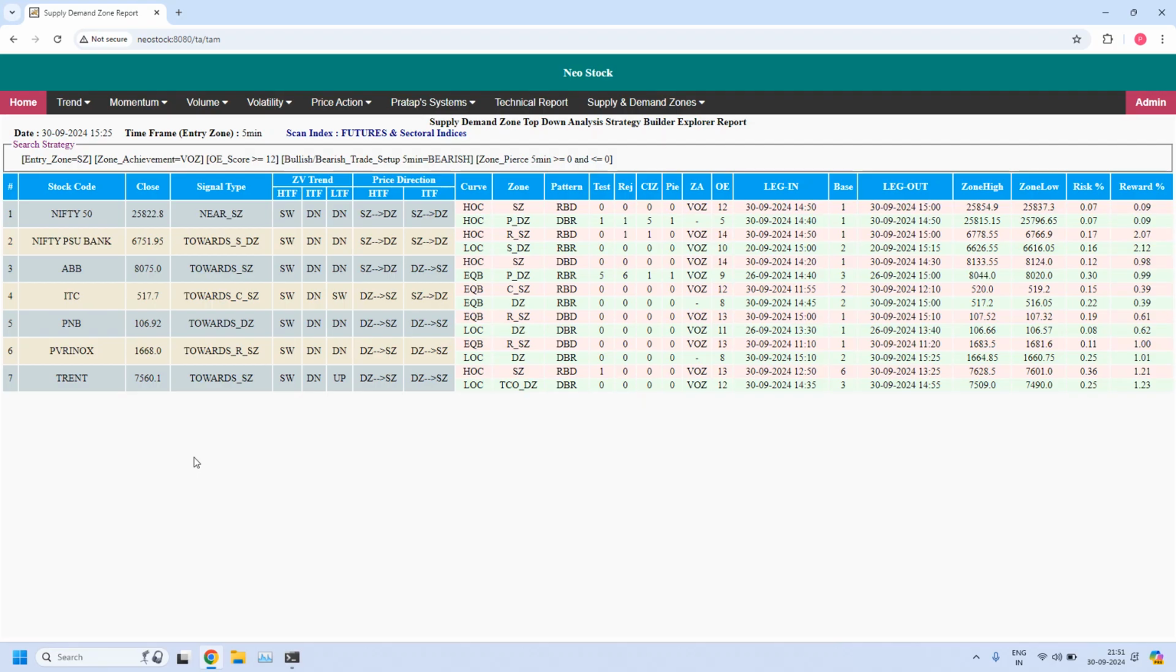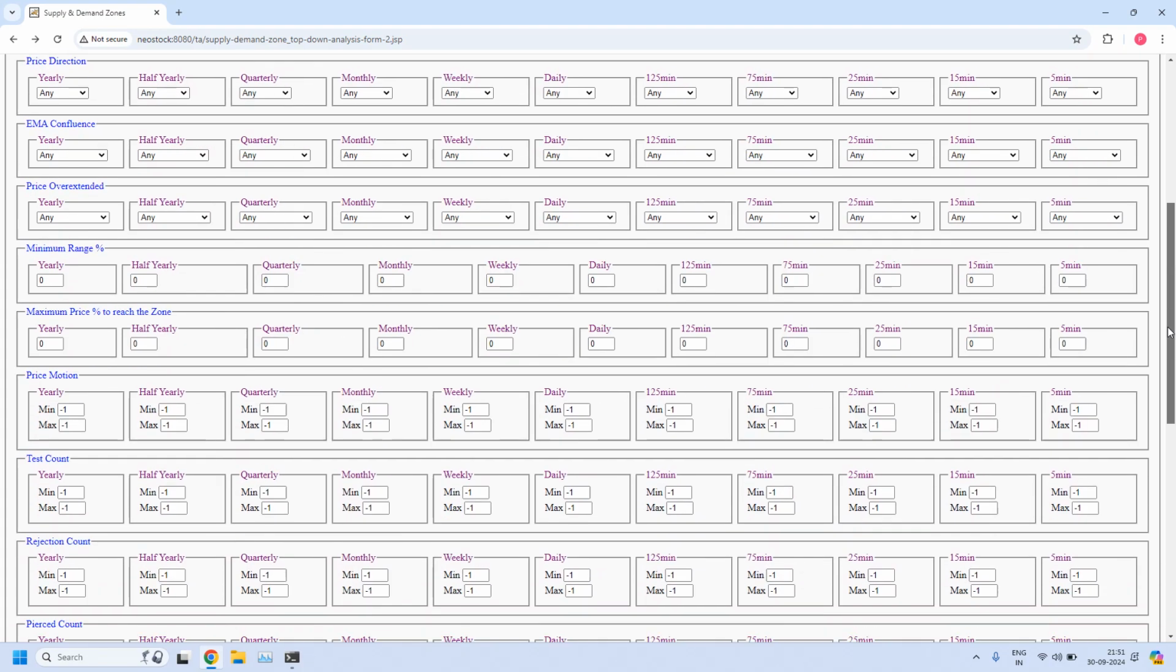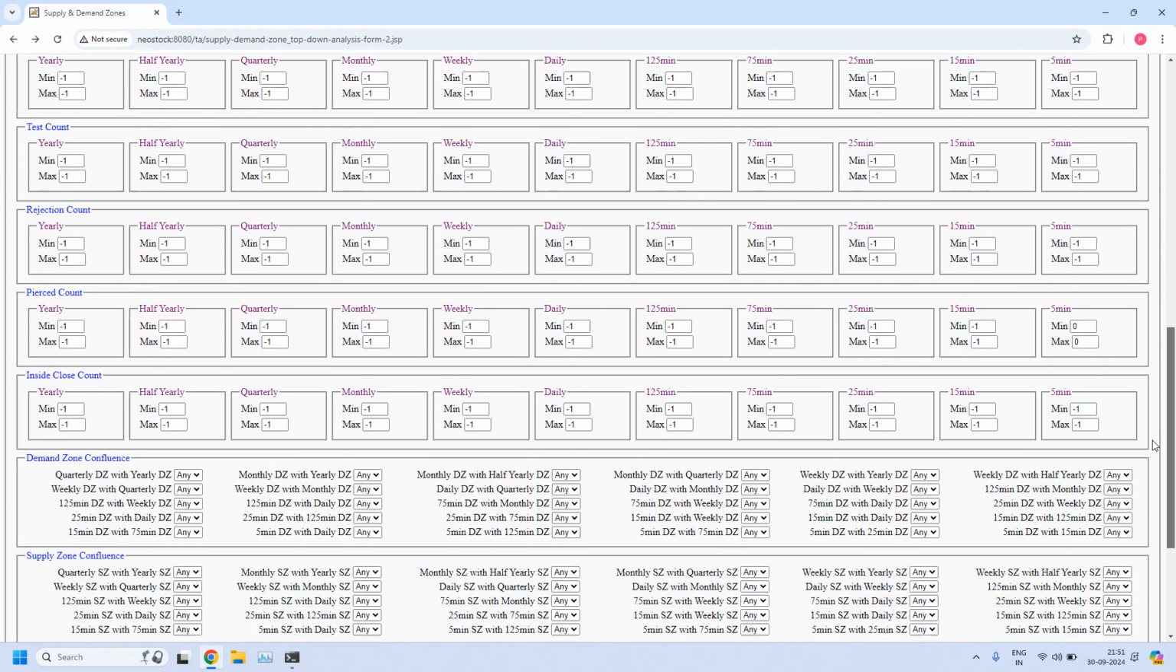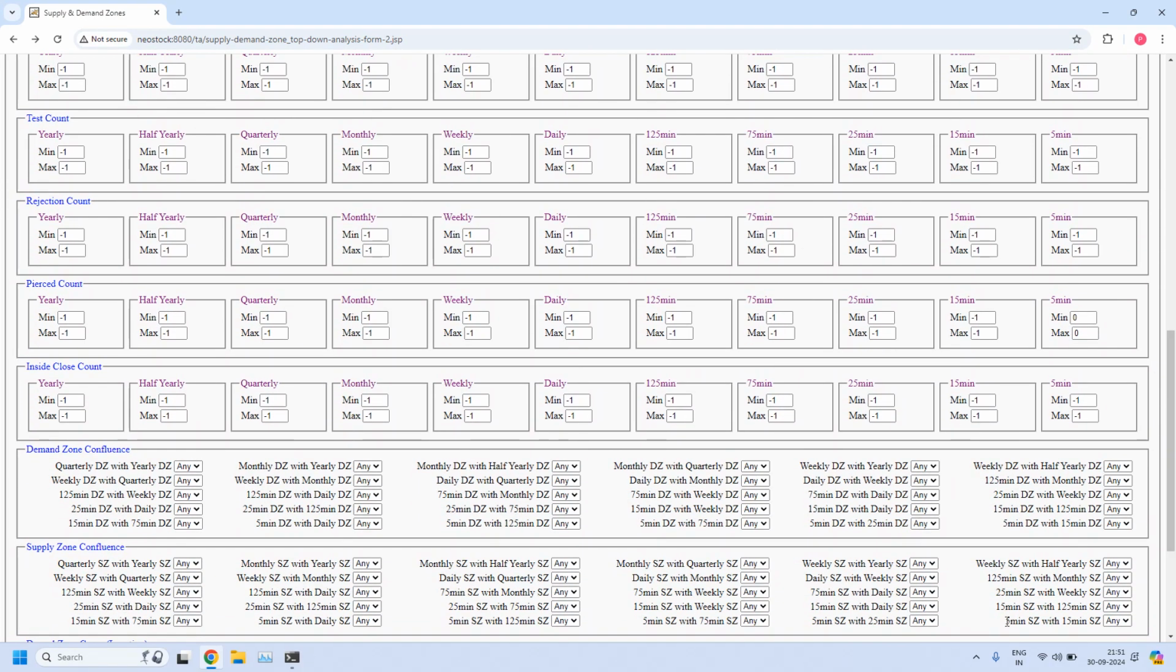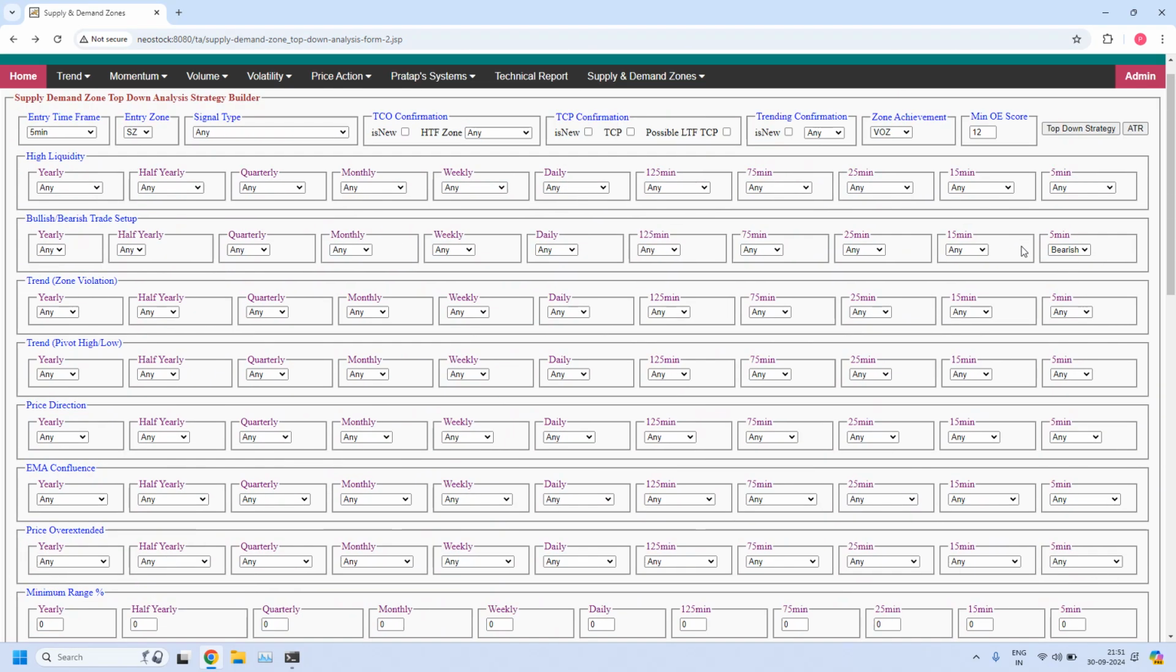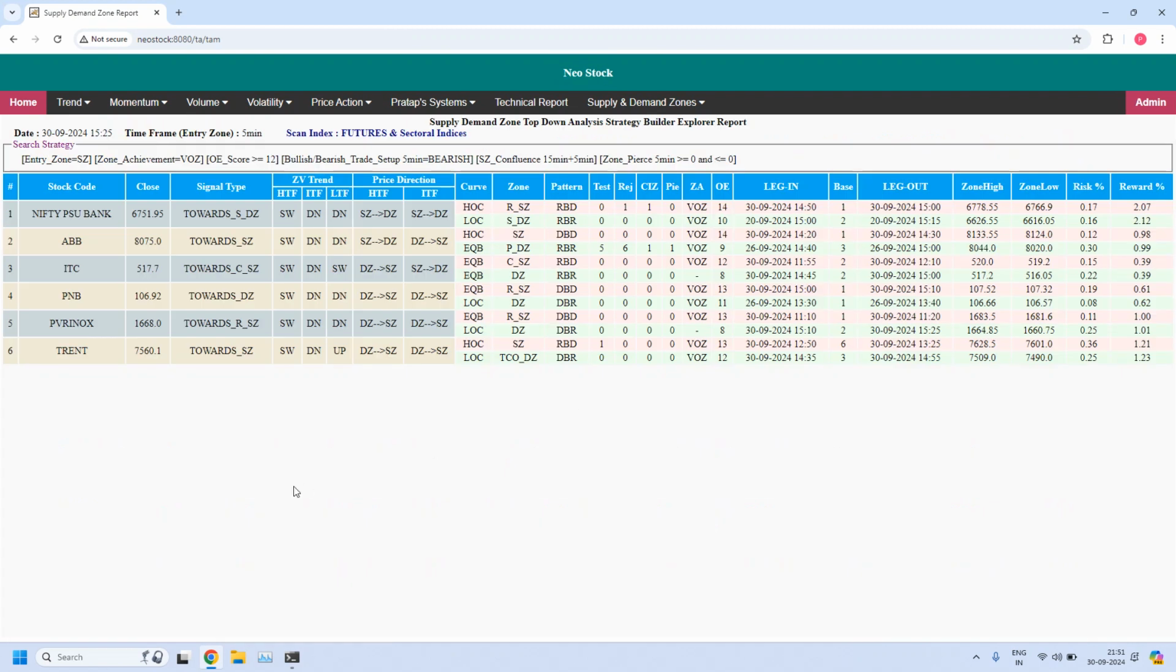Now let's verify out of these how many supply zones are having ITF confluence. That means the 5 minute supply zone should be part of the 15 minute supply zone. Let's verify. So in the supply zone confluence, I am enabling the filter 5 minute supply zone with 15 minute supply zone. Okay, out of 8, 6 stocks are having ITF confluence. That means the 5 minute zone is part of the 15 minute supply zone. And in all these 6 stocks, the 15 minutes trend is downtrend.